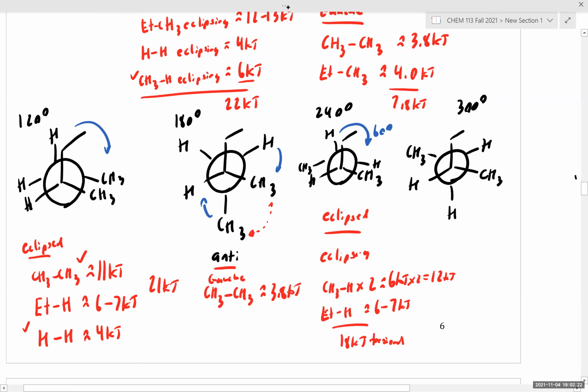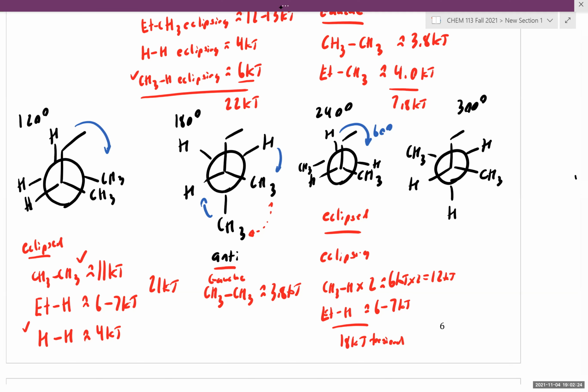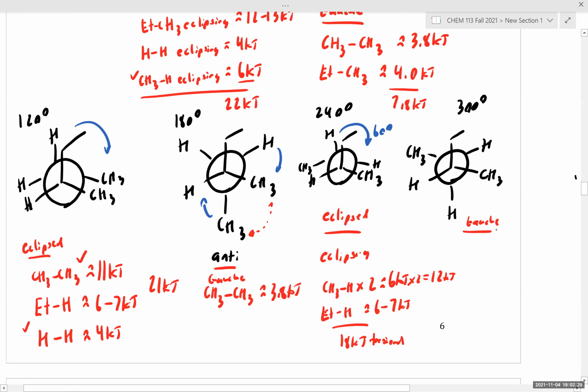Okay, so what interactions do we have in this last conformation? So this is a gauche conformation. And what interaction do we have? So we have steric strain between the methyl and the ethyl. Yep. And I appreciate that you recognize that it's a steric interaction. And how much strain is introduced from this methyl-ethyl gauche interaction? Is it about 4? Yep, it's exactly 4 kilojoules.